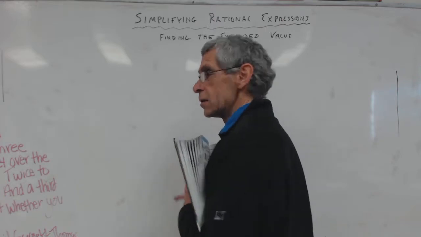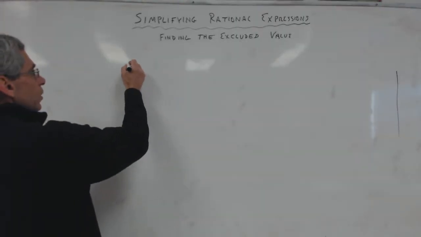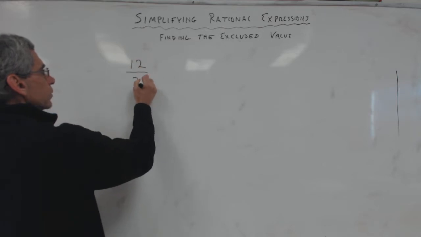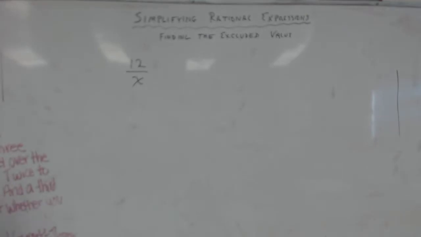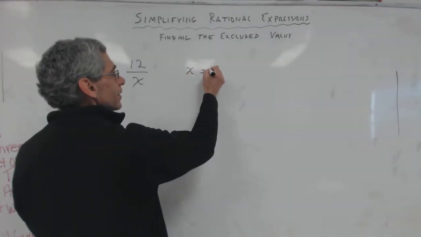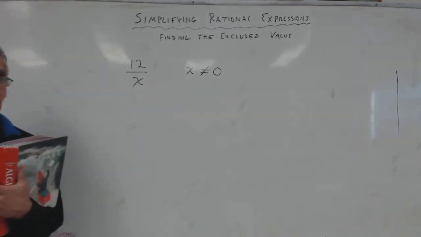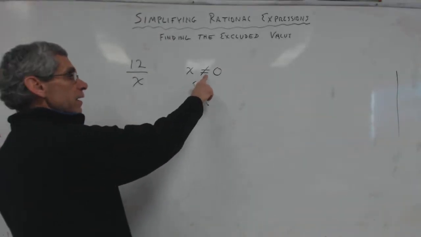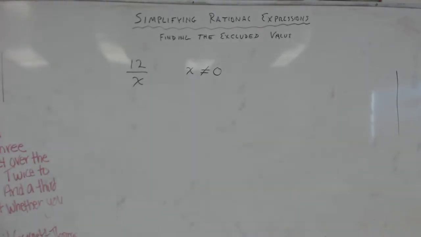So let me ask this. If I gave you a fraction like this, 12 over x, what is the excluded value of x? X can't be 0, right? So that's actually what you'd say. You'd say x cannot equal 0. That is your excluded value. Does that make sense? That's the way you write cannot equal. I don't know if you learned that or not. Does that make sense? Okay.